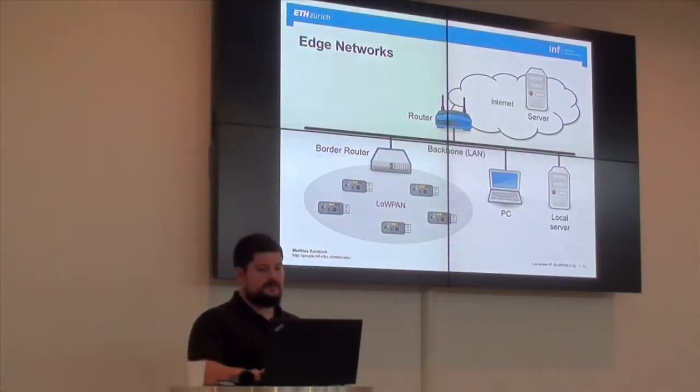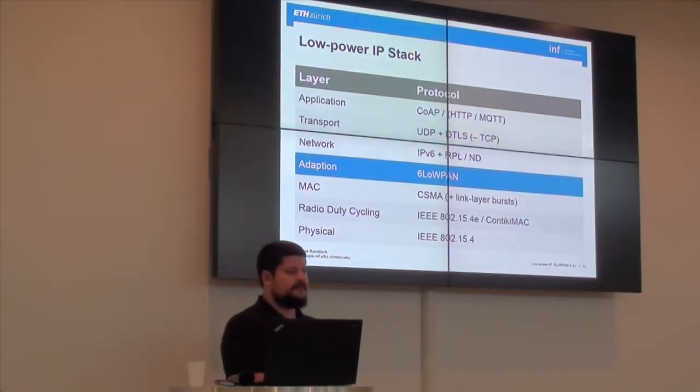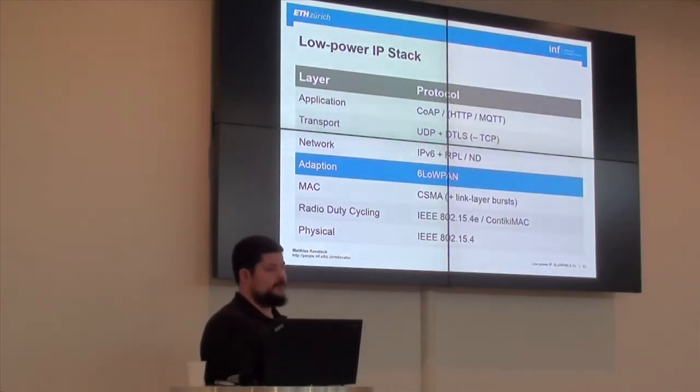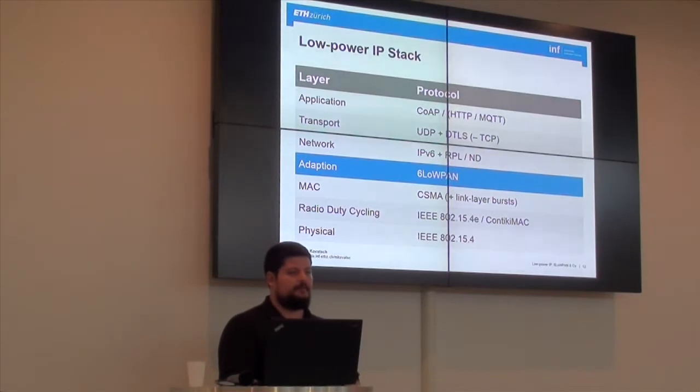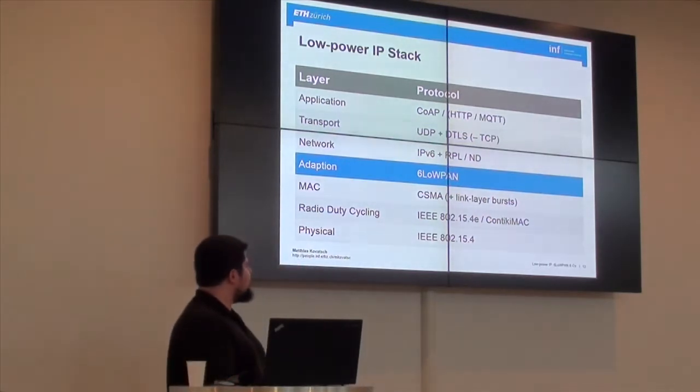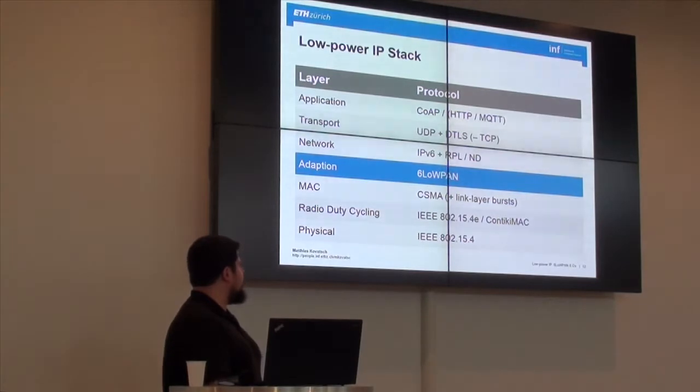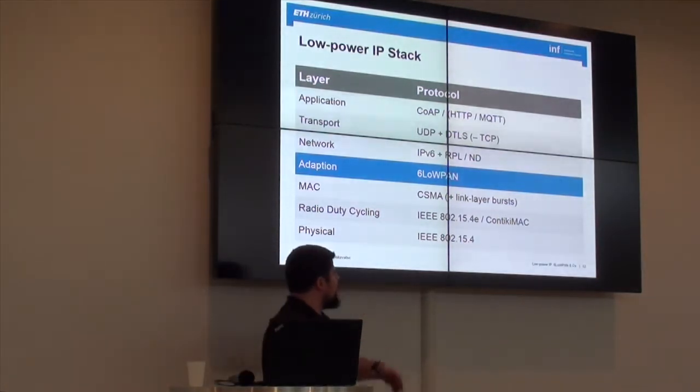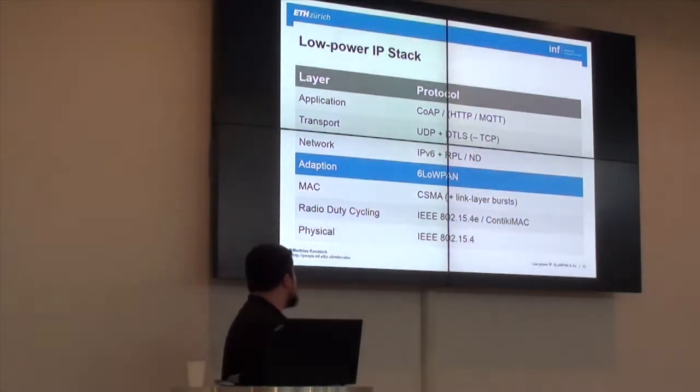So let's look at the stack first. You want to have IP because this is for big numbers of new devices in the Internet, and they focus on IPv6. So much more addresses and so on. This is how usually a stack would look like. So at the physical layer, you have this 802.15.4.